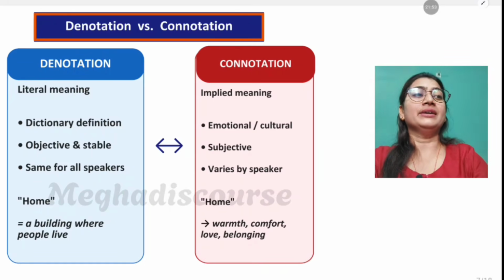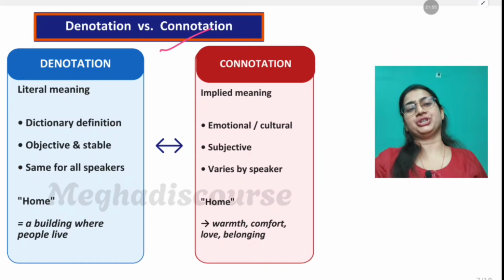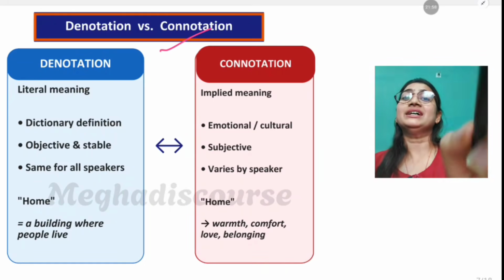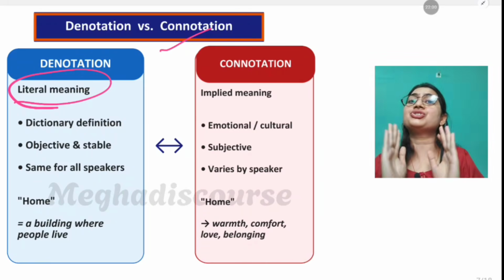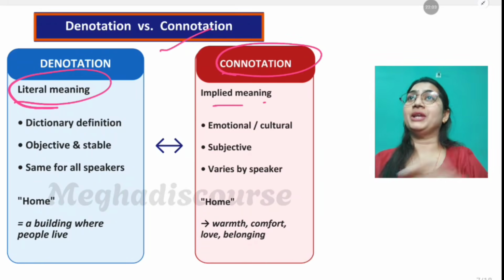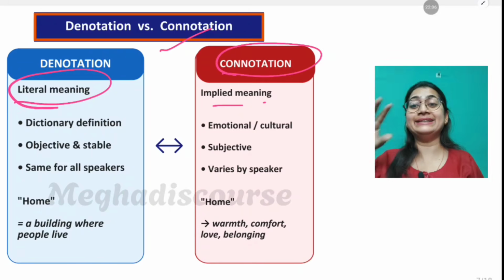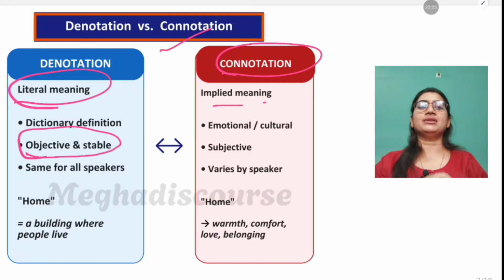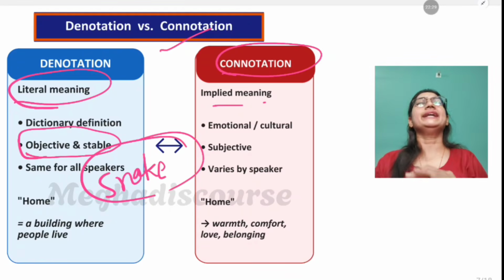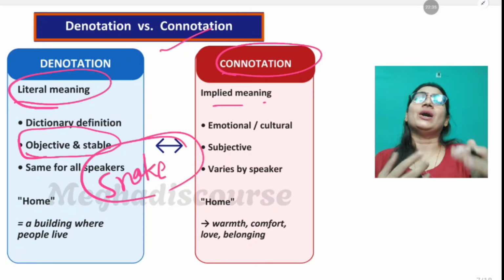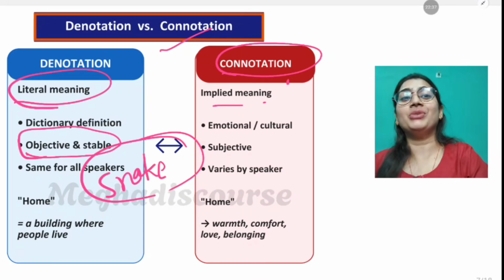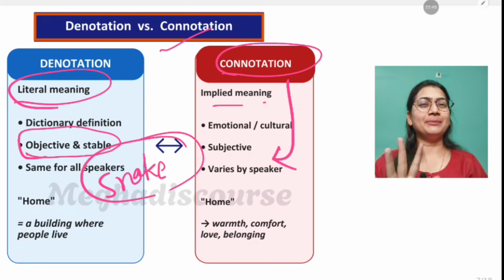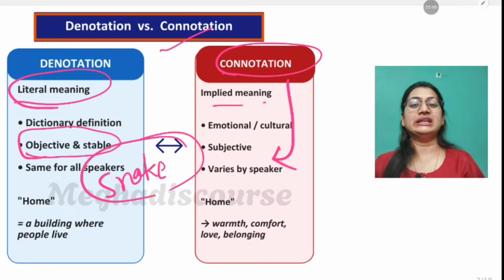Now what is denotation and connotation? In the simplest meaning, denotation means literal meaning, that is, dictionary meaning. Connotation means implied meaning, that is beyond the dictionary, in detailed meaning. Denotation gives you objectivity and stability. For example, if I say snake, in literal meaning, it is a reptile. Snake is a reptile, it is venomous. Now what if I say the connotative meaning of snake? Then you will say snake means deception, betrayal, evil.